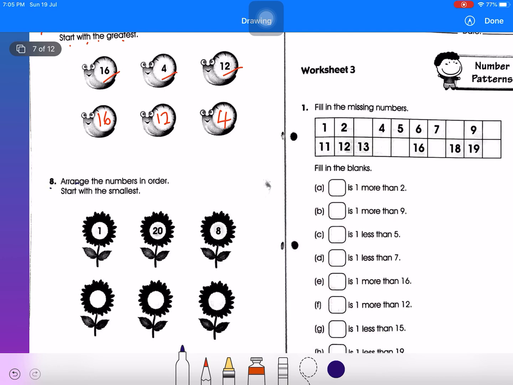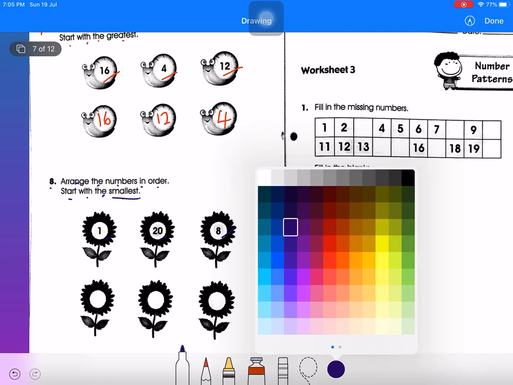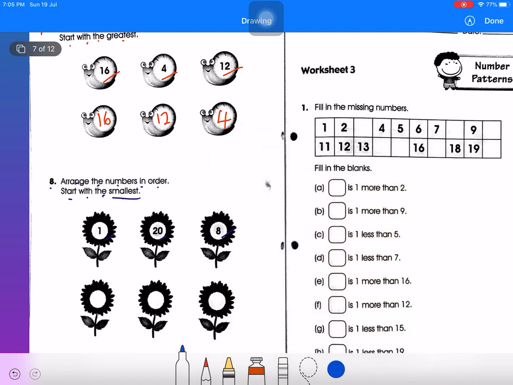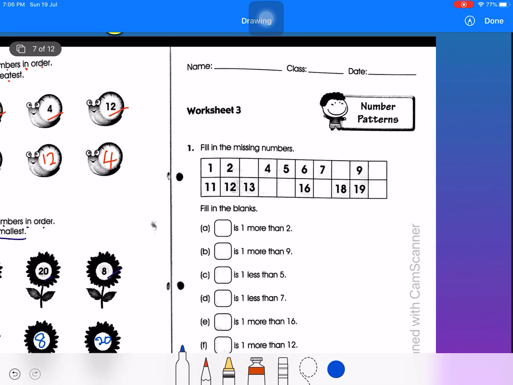Number 8. Arrange the numbers in order. Start with the smallest. So this time you start with the smallest number. We got number 1, 20, and 8 given. So which number is the smallest? Yes, 1 is the smallest, followed by number 8, and then 20. So we have arranged the numbers in order, starting from the smallest.